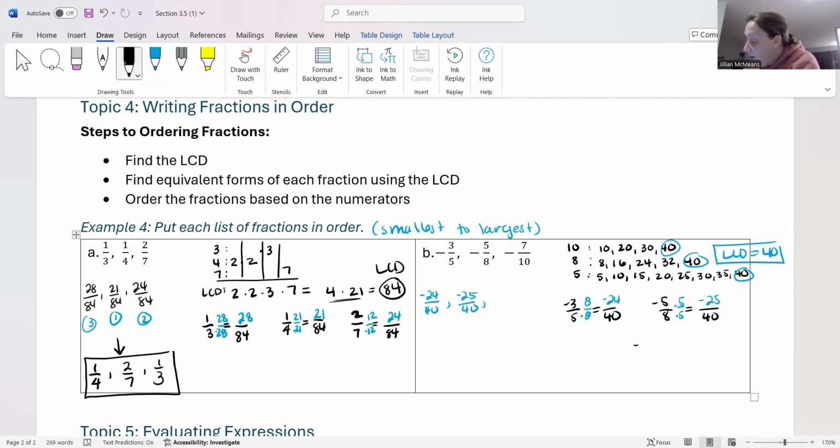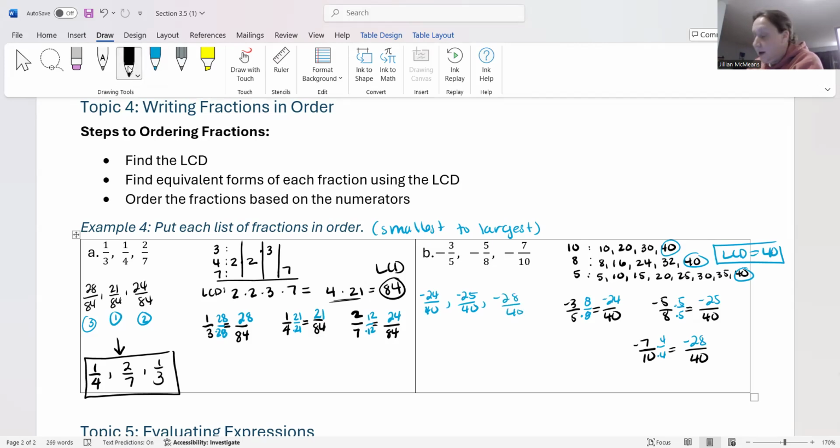And then finally, we have -7/10. We want to rewrite that as something out of 40. So what would we multiply 10 by to get 40? Well, we would have to multiply 10 by 4. So top and bottom by 4. So -7 times 4 is -28. So we have -28/40ths.